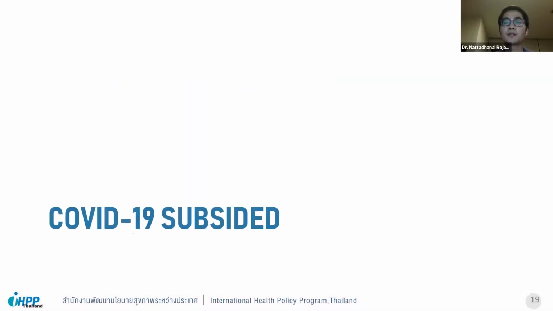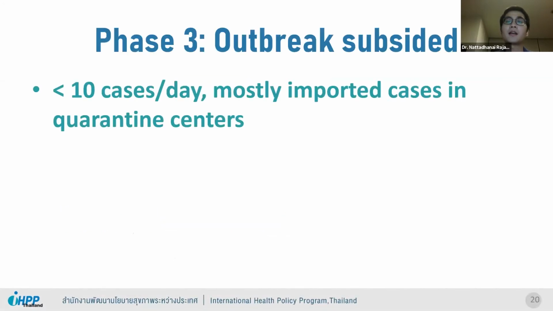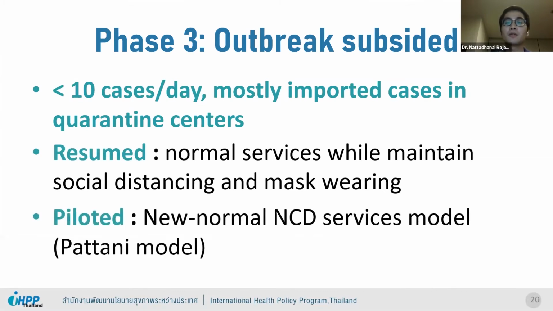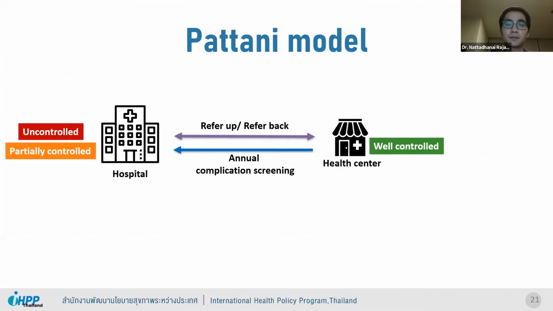Then the third phase, when the COVID subsides. At this time, Thailand has fewer than 10 cases per day, mostly imported cases. Hospitals have resumed their normal service, but infection control is still in place. Also, we use this opportunity to pilot a new model of NCD care called the Pattani model, which is the name of the southern province of Thailand where the model is implemented.